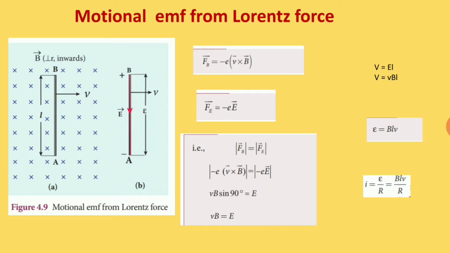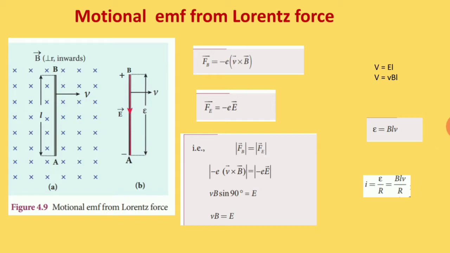The Lorentz force F_B vector is equal to minus e into v vector cross B vector. Here e means free electron, v means velocity, and B means magnetic field.